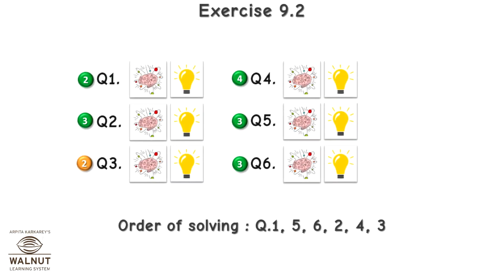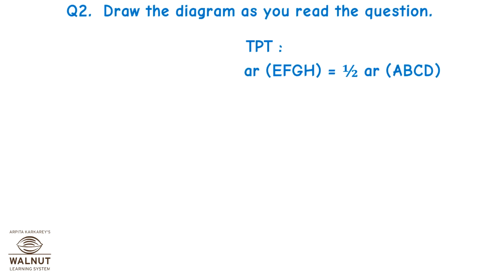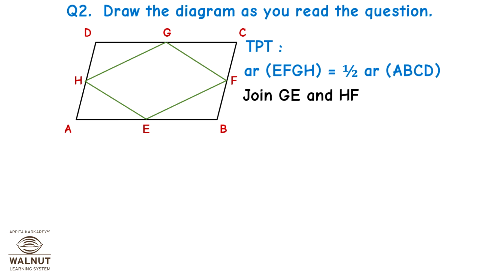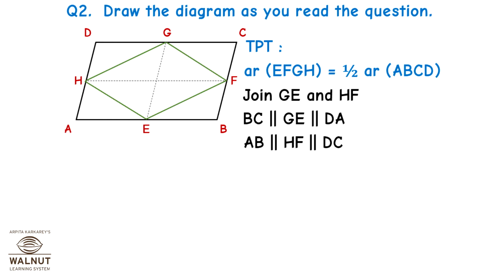Exercise 9.2. Order of solving: question 2, 4 and 3. Question 2. Draw the diagram as you read the question. We have to prove that area of EFGH is equal to half the area of ABCD. Join GE and HF. BC is parallel to GE is parallel to DA and AB is parallel to HF is parallel to DC.